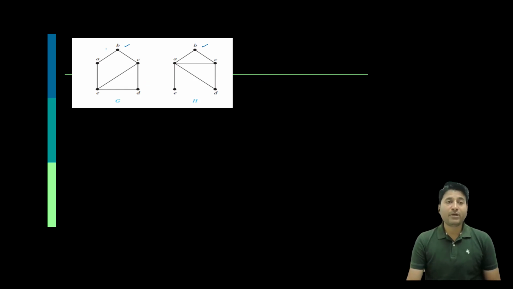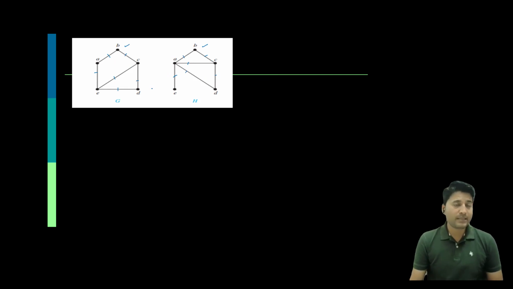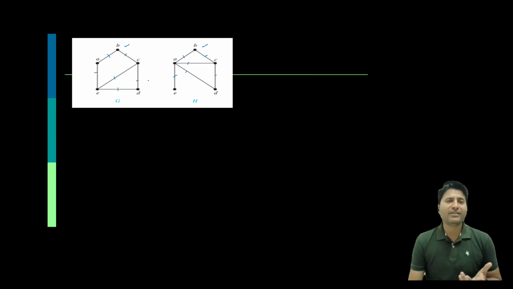If I compare the number of edges, 1, 2, 3, 4, 5, 6. And 1, 2, 3, 4, 5, 6. Same number of edges. Now I will compare. Let us check some more property like degree of the vertices.